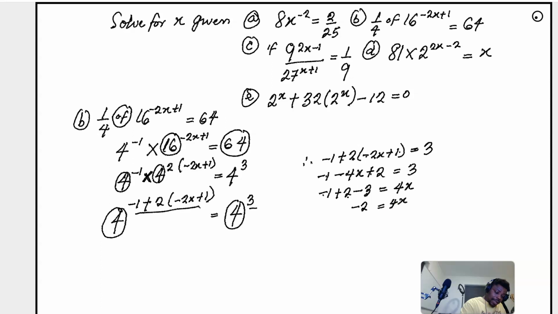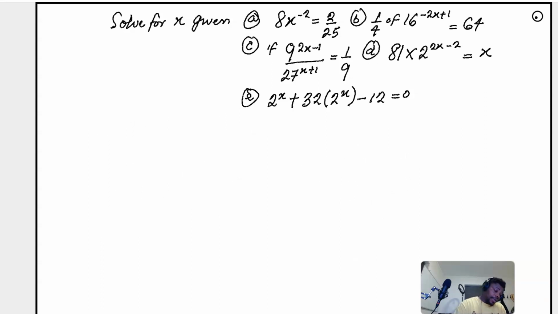I'm looking for x. What is beside x? 4. So I will divide both sides by 4. Cancel, cancel, right? So x here, 2 is 1 here, 2 here is 2. So x is minus 1 over 2. Now let's go to the next question.